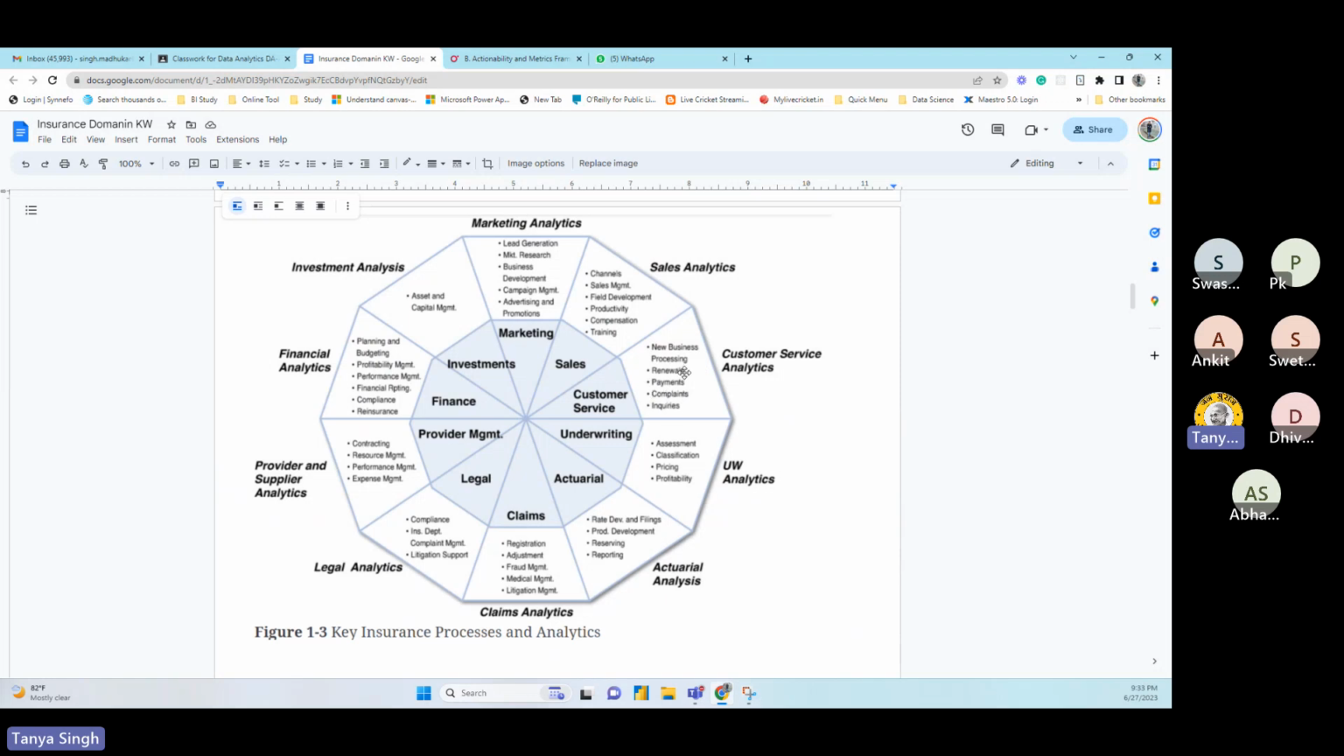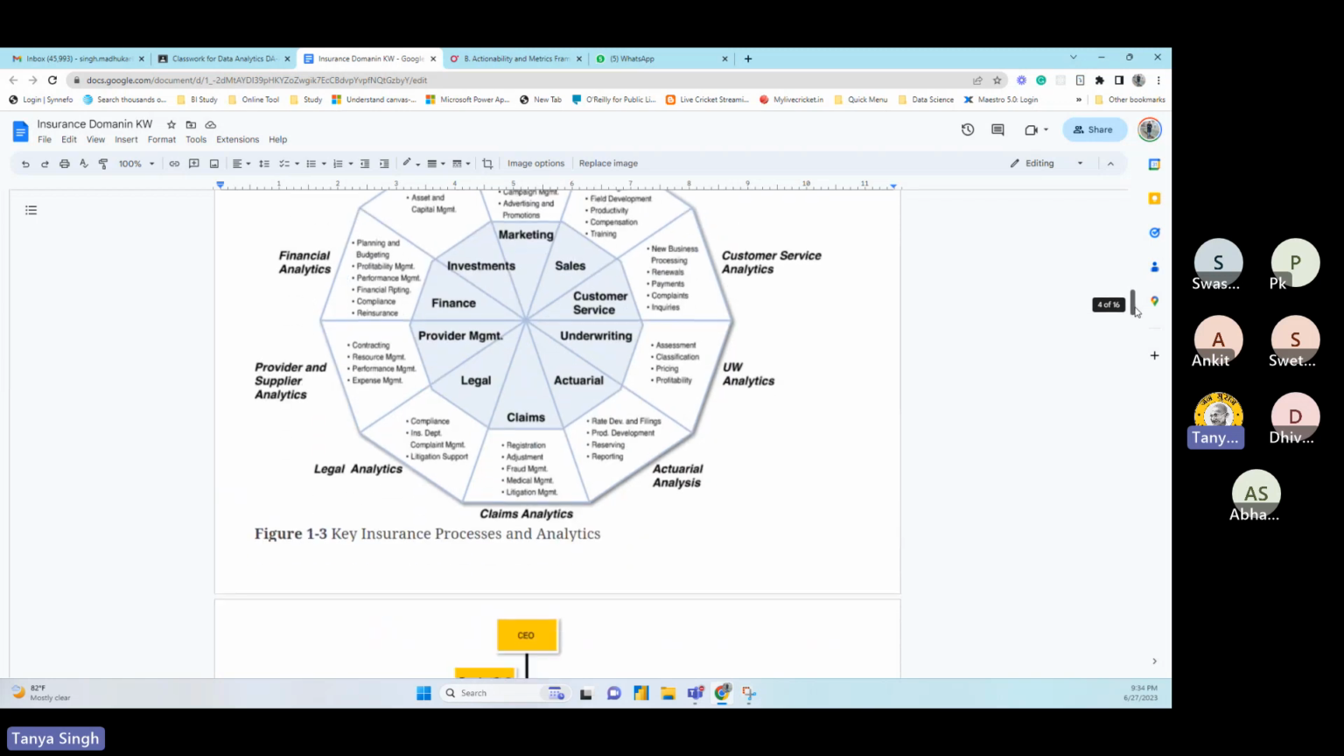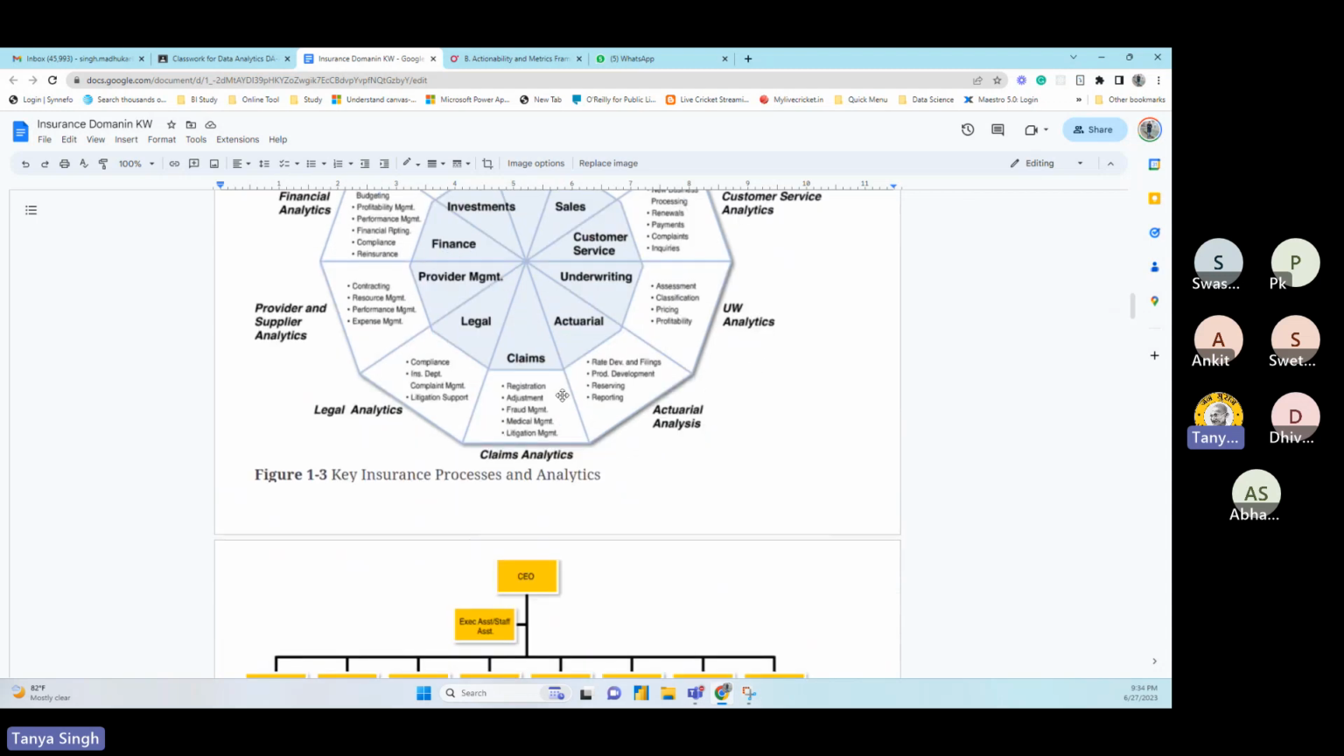I don't know why they have split customer and underwriting into separate ones, but I think everything goes there. Then the actuarial department. In insurance, a lot of the reporting requirements come from actuaries, because they are the heart and lungs of your insurance company. They need to know what's going on in the company. They need to know all the premium values and all the claim values, and they work on that. So you see deviation filing, production development, reserving, and reporting; all these works come under actuaries.